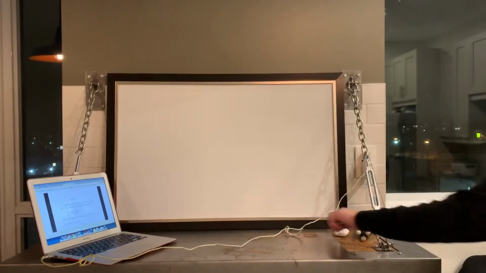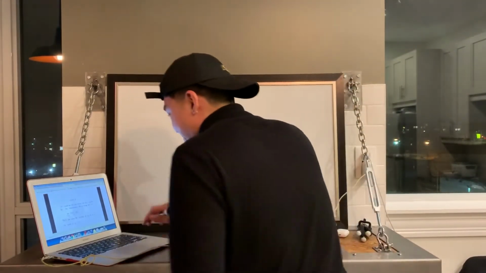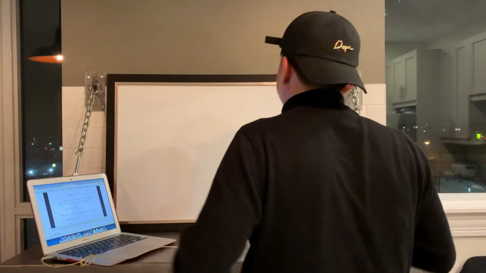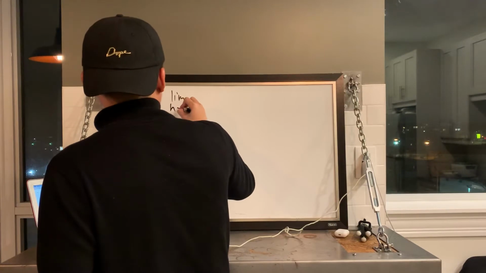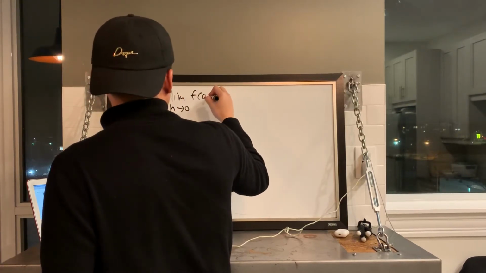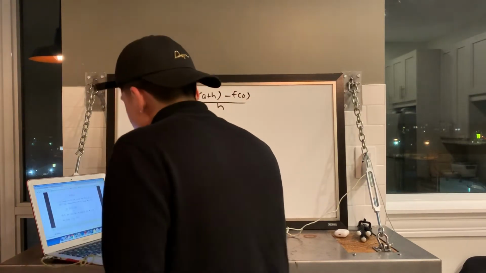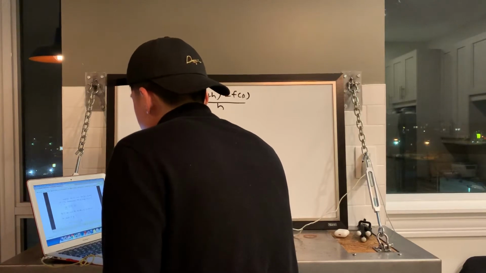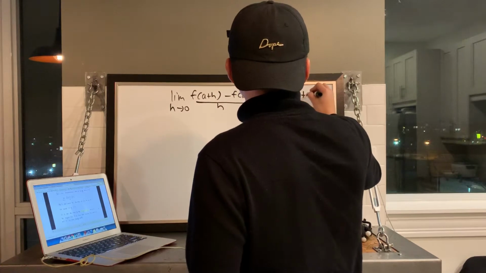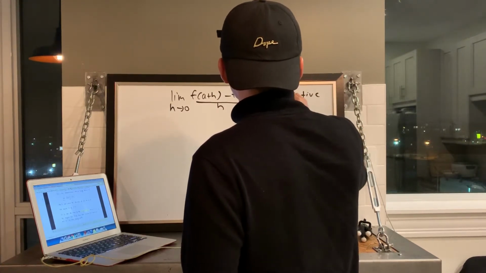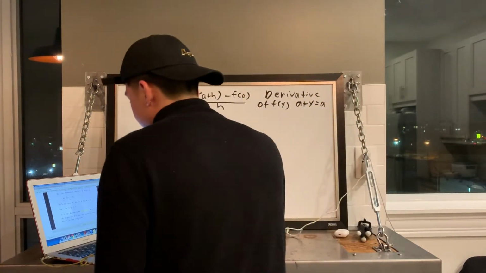All right, guys. So what we're going to be talking about today is essentially, we were talking about the instantaneous rate of change last time. So you said the limit as h approaches 0 of f of a plus h minus f of a all over h. It's also called the derivative of f of x. This is called the derivative of f of x at x equals a. Okay?